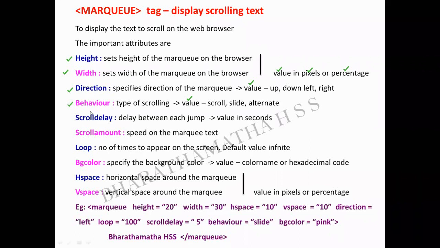Okay, then the next is scroll delay. That is the delay between each jump. Once this marquee has moved from one end of the screen to the other end, for how many seconds it has to wait, that is known as your scroll delay. Then the next is scroll amount. That is the speed of the marquee. At what speed it has to go, that is, within a second, how many times it has to move.